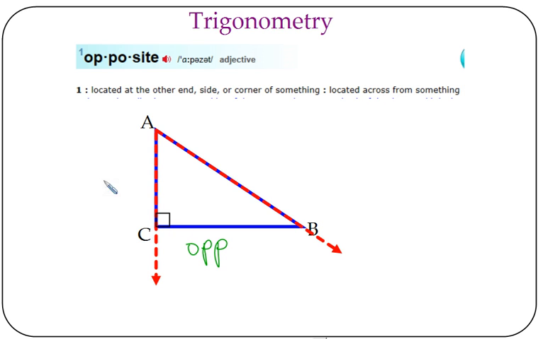And if this is the opposite, then this must be adjacent. Again, if we look at our definition, it says opposite is located on the other side, the end, or the corner of something, across from something. If we look at our angle, across this angle, all the way over here is the opposite. Okay?